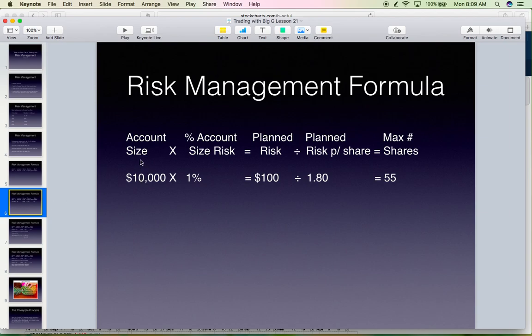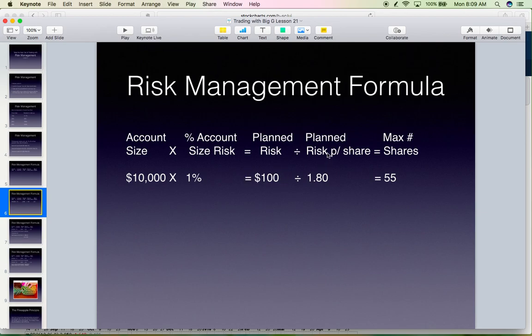So let's say you have a $10,000 account. Let's say you just want to risk 1%. Well, 1% of 10,000 is $100. So your planned risk per trade is $100. You're willing to lose and risk $100 per trade.